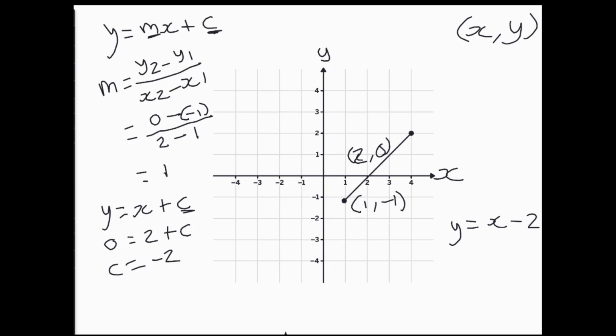Now you're going to test that. So when x is 1, y equals 1 minus 2, y will be minus 1, and that point is the same as the point that we were given originally, which now proves that we know how to find the gradient, we know how to find c, and now we know how to find the function of a straight line.